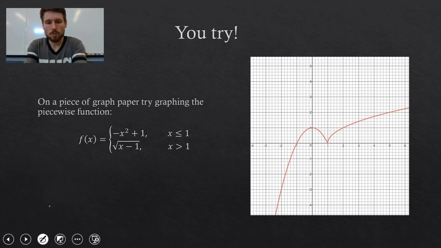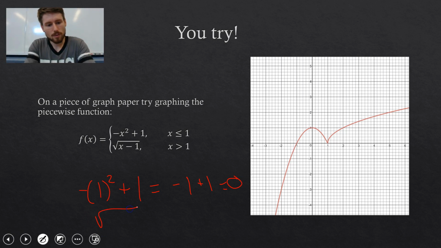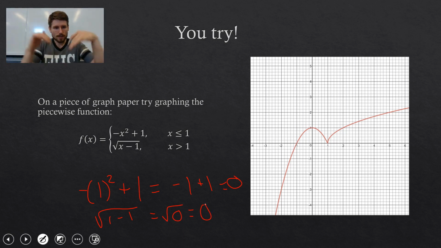If you were to plug 1 into the first equation, negative 1 squared plus 1, that's negative times 1 squared plus 1. That's going to give you negative 1 plus 1, which is 0. And if you plug it into the other equation, root of 1 minus 1, you get root 0, which is also 0. So they're going to that same point, (1, 0). That's why they meet up right there.